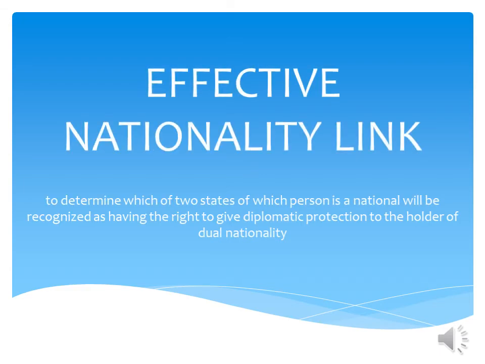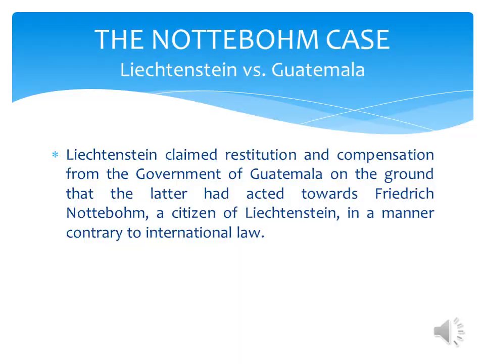Effective nationality link. This doctrine is used to determine which of two states of which a person is a national will be recognized as having the right to give diplomatic protection to the holder of the dual nationality. This doctrine is illustrated in the case of Liechtenstein versus Guatemala. In this case, Liechtenstein claimed restitution and compensation from the government of Guatemala on the ground that the latter had acted towards Friedrich Nottebohm, a citizen of Liechtenstein, in a manner contrary to international law.